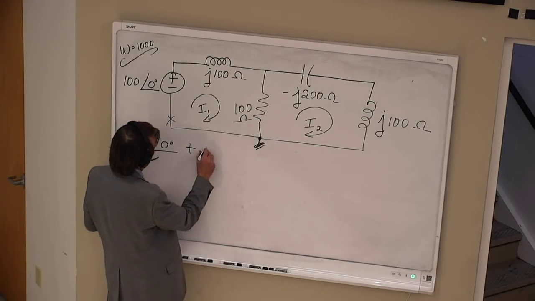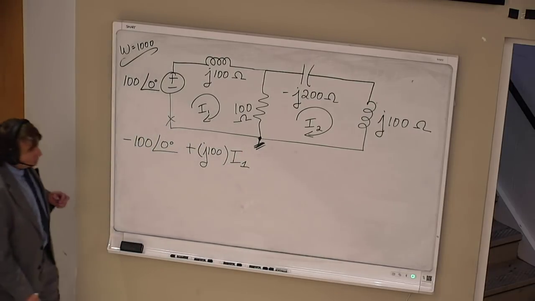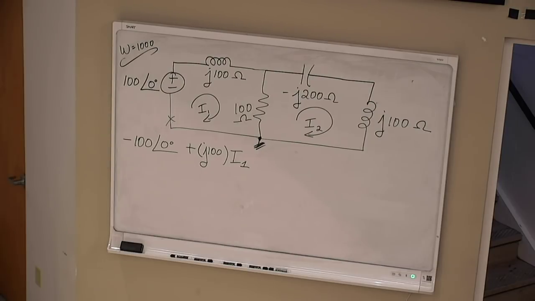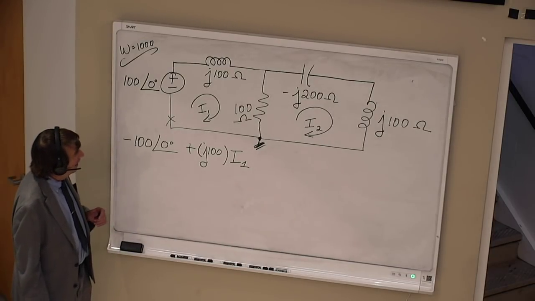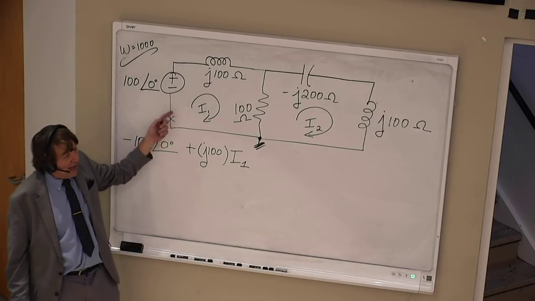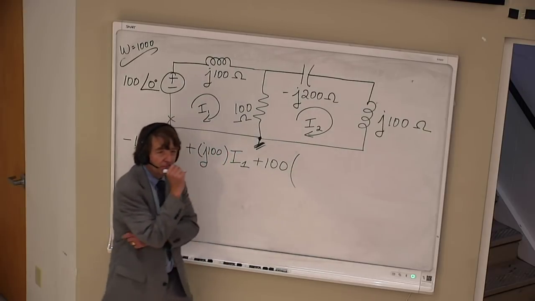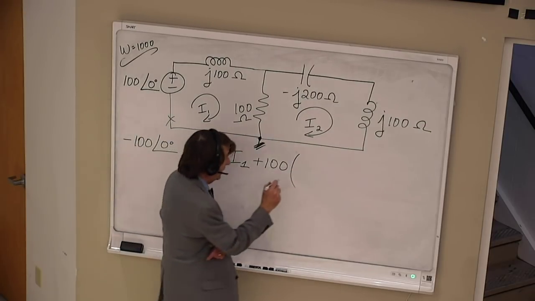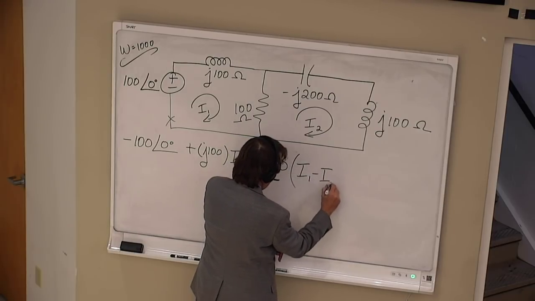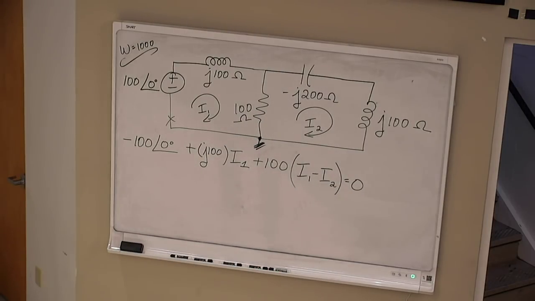Then plus J100 times I1. What's the next term? What do you got? Plus 100 times I1 minus I2. Bravo. And all of this equals 0. Do you got it? Do you see it? We're good?